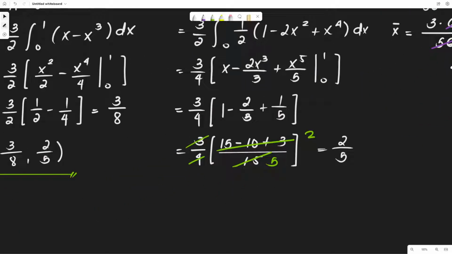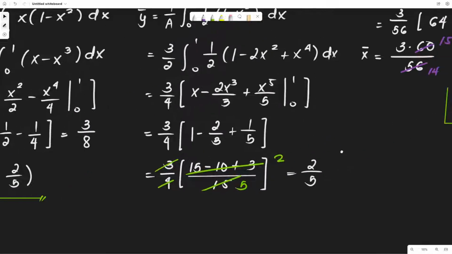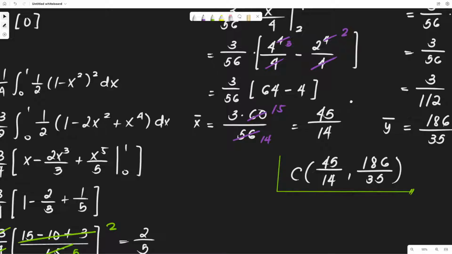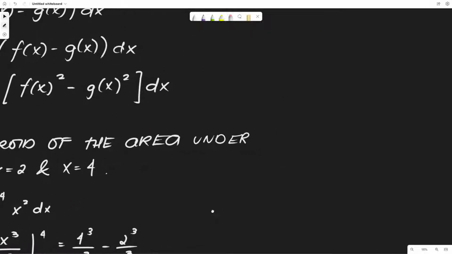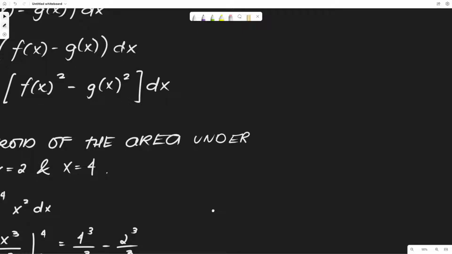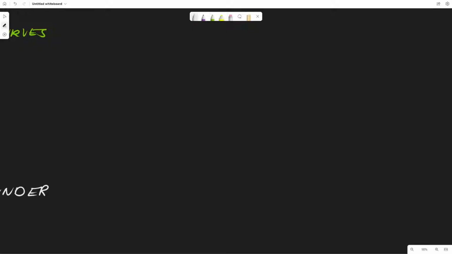Yung kanina, hindi ko ata na-underline. Ayun, na-underline ko. Okay? So, ayun, that's how we do the centroids, no? Doon tayo sa ano natin, no? Dito, sa area between two curves natin. So, para matry natin, no? Number 3.